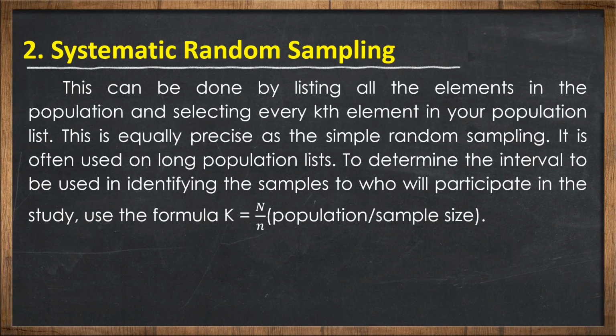Now, we also have what we call systematic random sampling. This can be done by listing all the elements in the population and selecting every kth element in your population list. This is equally precise as simple random sampling. It is often used on long population lists to determine the interval to use in identifying the samples who will participate in the study. Use the formula k is equal to population divided by sample size. Example.